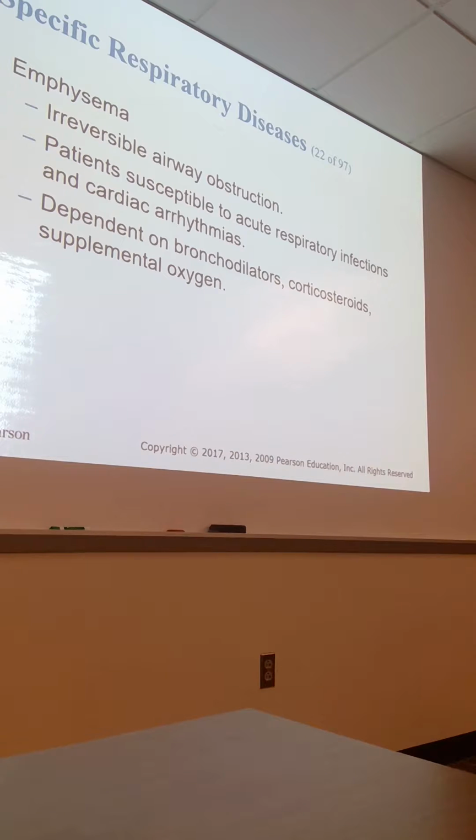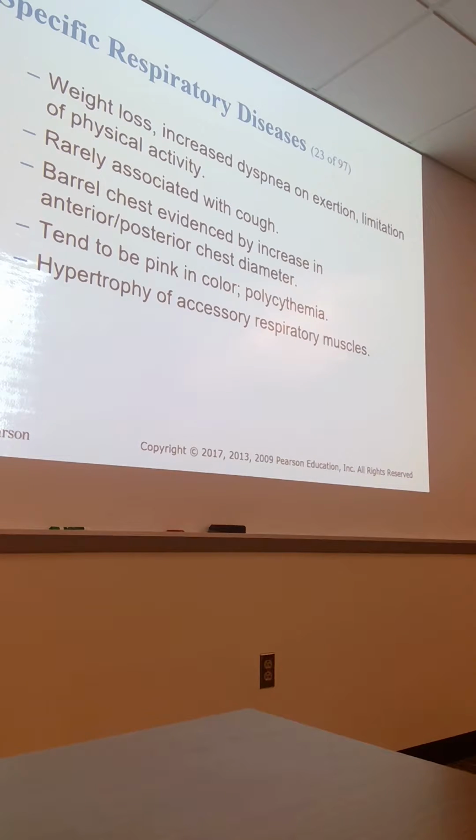they are susceptible to respiratory infections and cardiac arrhythmias because they're hypoxic. They may be dependent on bronchodilators. Many of them take steroids and bronchodilators mixed together, and supplemental oxygen. And they are the pink puffers. Have barrel chests due to increased AP diameter and hypertrophy of the accessory muscles. They can have really developed sternomastoid muscles from tripoding and using the excessive muscles to breathe all the time.